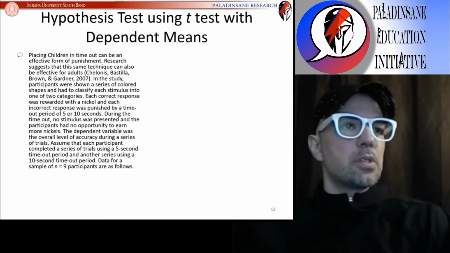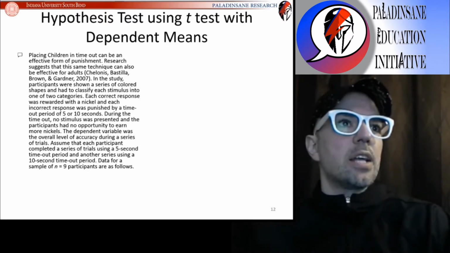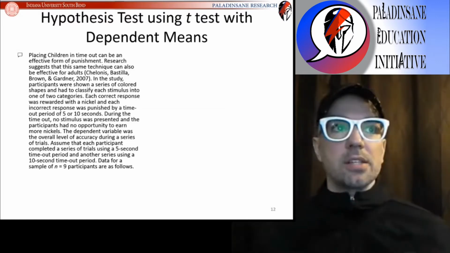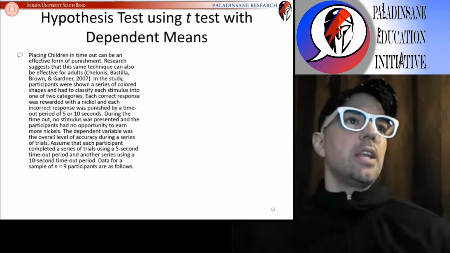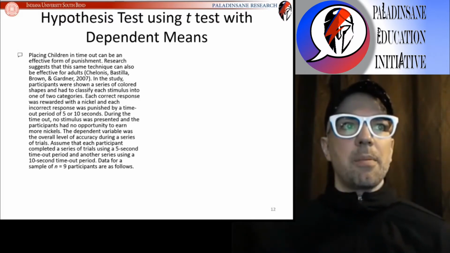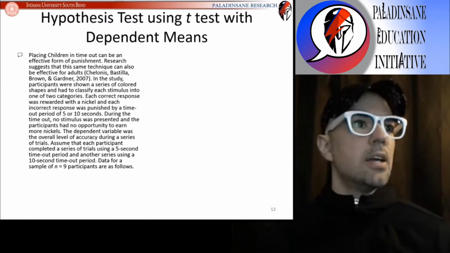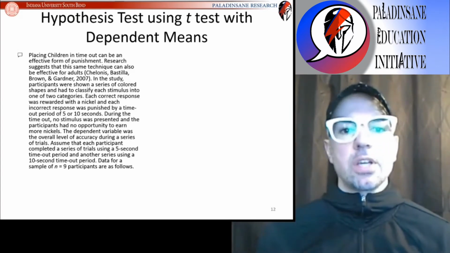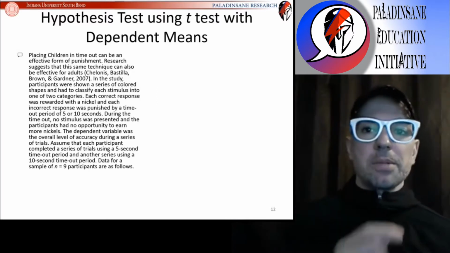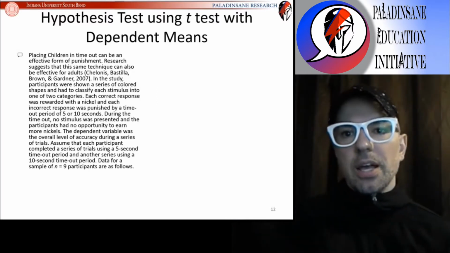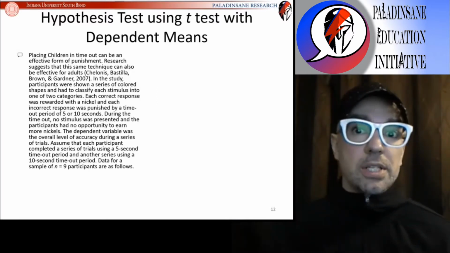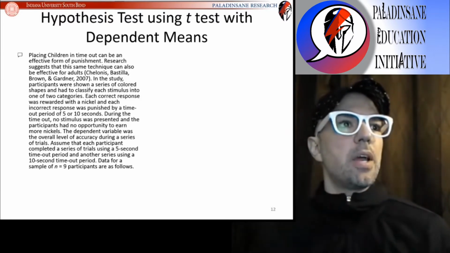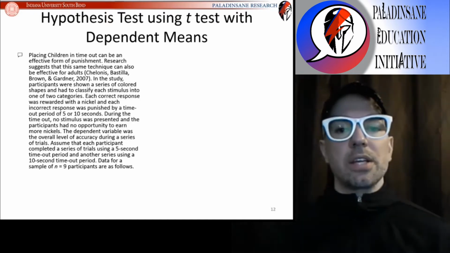In the study, participants were shown a series of colored shapes and had to classify each stimulus into 1 or 2 categories. Each correct response was rewarded with a nickel, and each incorrect response was punished by a timeout period of 5 or 10 seconds. During the timeout, no stimulus was presented, and the participants had no opportunity to earn more nickels. If you made a mistake during this experimental procedure, you were put into timeout for either 5 seconds or for 10 seconds. The dependent variable was the overall level of accuracy during a series of trials.